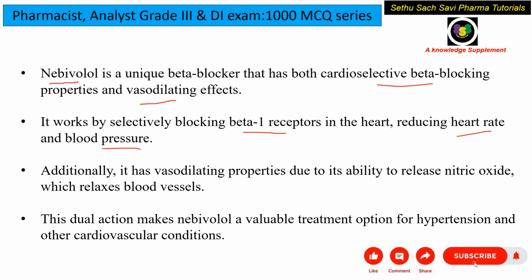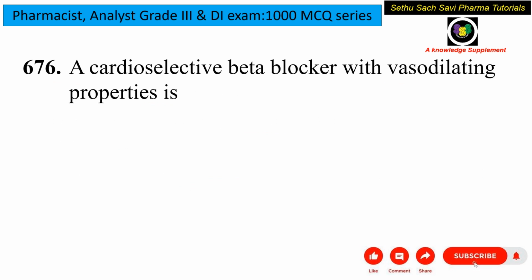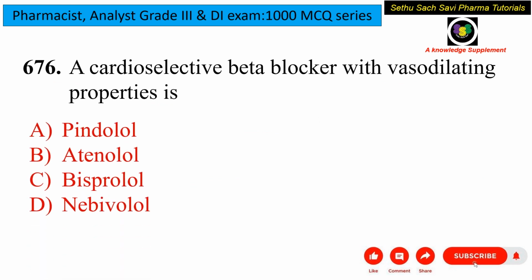Now, this is one action. Additionally, along with this, it has a vasodilating property. This is due to the ability to release nitric oxide. We know nitric oxide will relax the blood vessels, so it has vasodilation activity. So nebivolol is the drug which has dual action. So here in this question, the cardioselective beta blocker with vasodilating property is nebivolol.